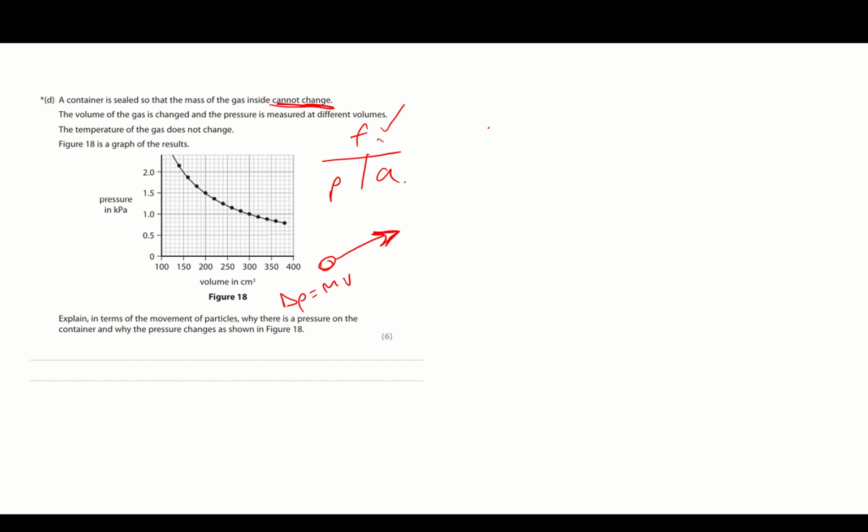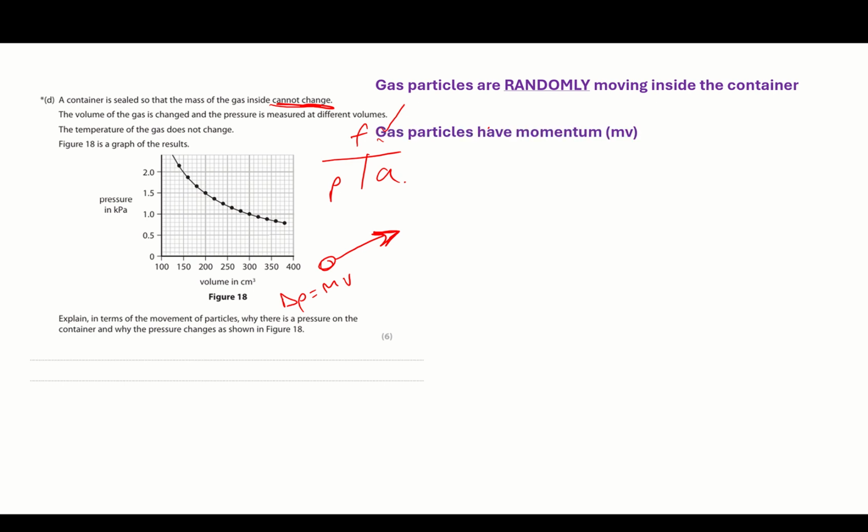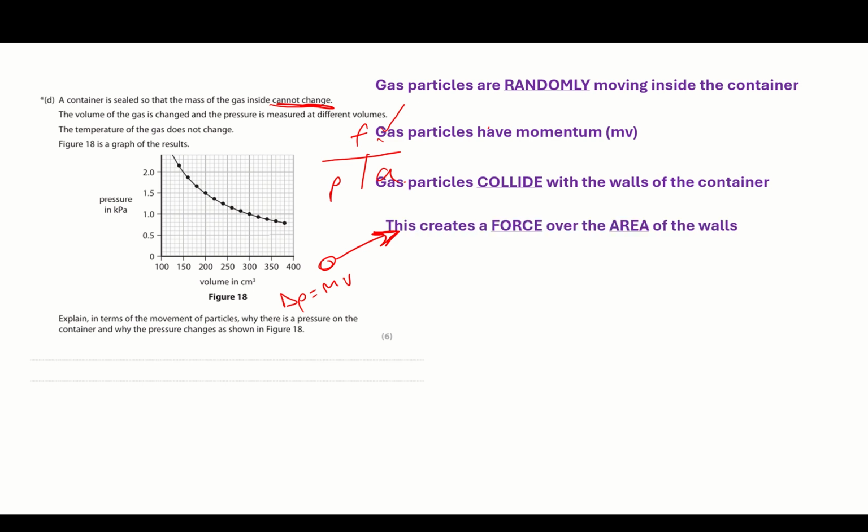Okay, so on to the first part. Gas particles are randomly moving inside the container. Gas particles have momentum, mass times velocity. As they collide, and we're going to have to get that word into our answer, with the walls of the container, they produce a force over an area. That's what gives us the pressure. Pressure equals force over area. And if I wanted to, I would then put this in. Pressure equals force over area. We've got some nice equations in here. Delta p equals mv.